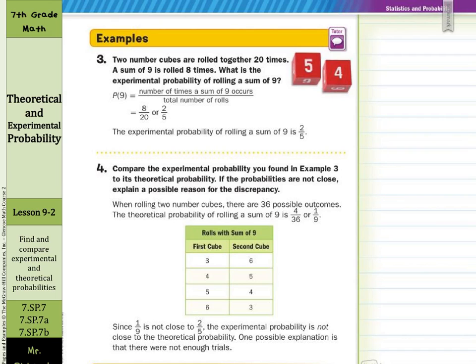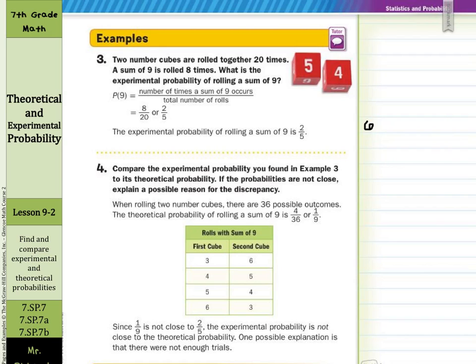If the probabilities are not close, explain a possible reason for the discrepancy. When rolling 2 number cubes, there are 36 possible outcomes. Now, how do we know that? Well, how many outcomes do we have for the first number cube? We have 6 possible outcomes for the first number cube: 1, 2, 3, 4, 5, and 6.